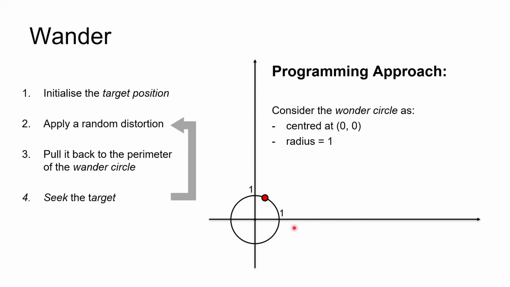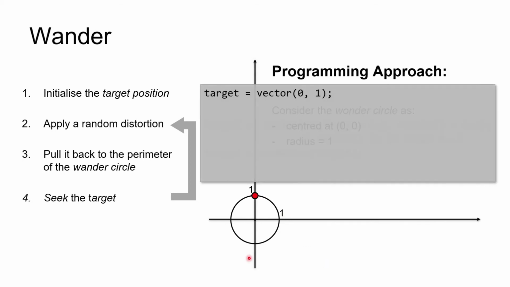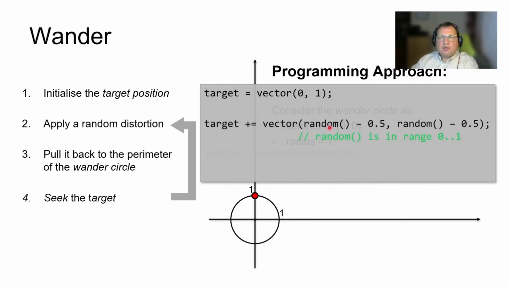This simplifies a lot. First of all, the initialization of the target position, which was here, becomes very simple because, as you can read from this diagram, the initial coordinates of the target are 0, 1. Now, application of a random distortion is just adding to the target a vector with two random coordinates. You can scale this vector differently if you wish, but this one should work. Please note that random here is a function returning a random number in range between 0 and 1.